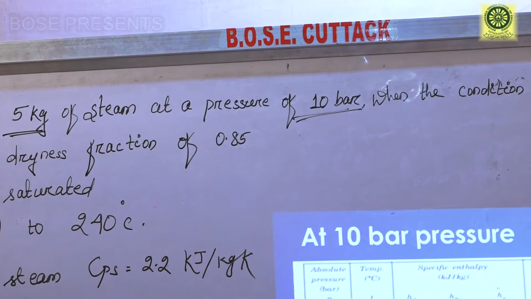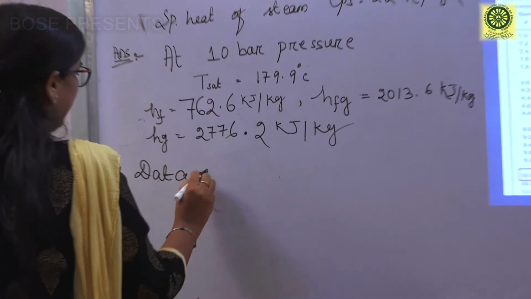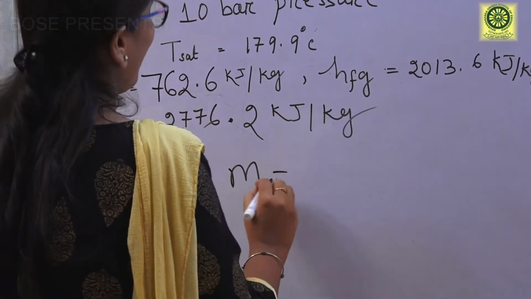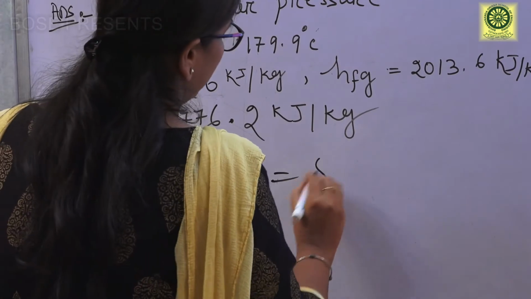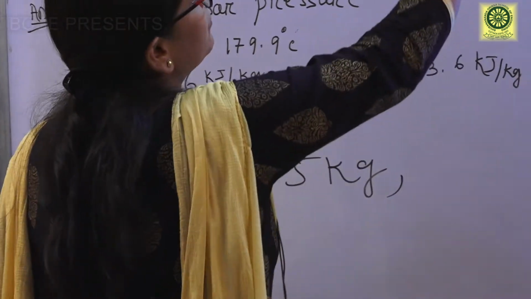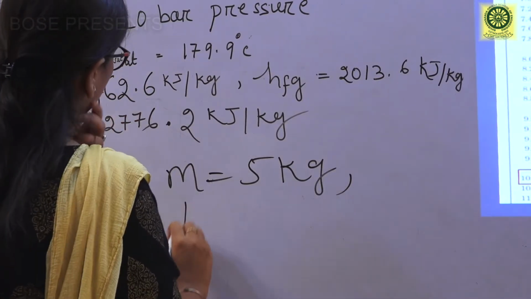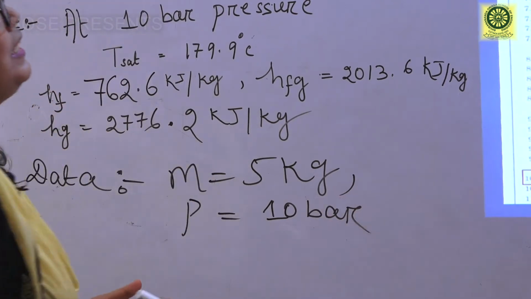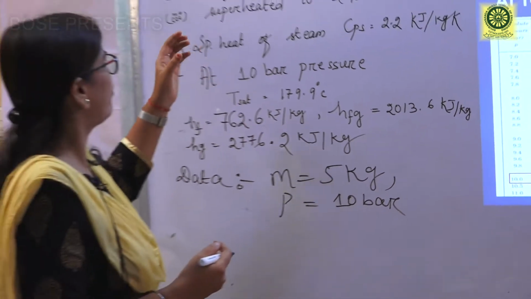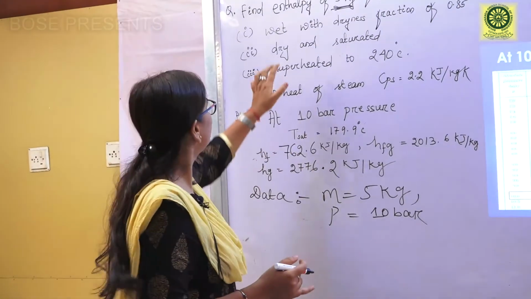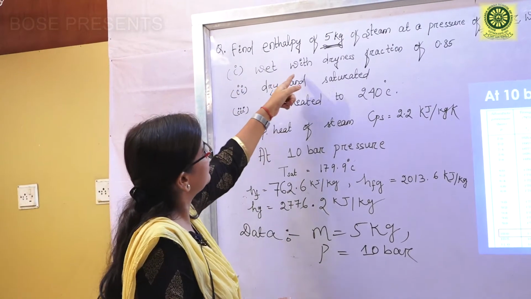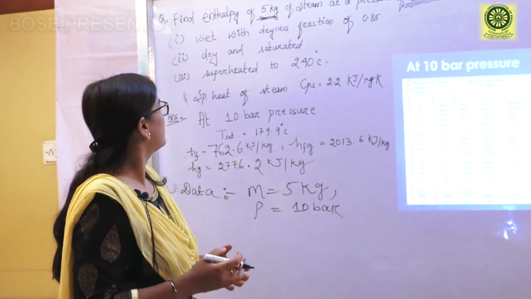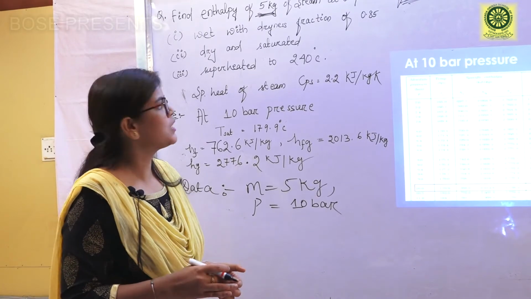So I can write down the data. Mass is 5 kg. Pressure is 10 bar. Then I will see what the conditions of steam are, and for which I have to find the values. First condition is wet with dryness fraction 0.85. That means you have to find the value for the wet steam that has dryness fraction 0.85.